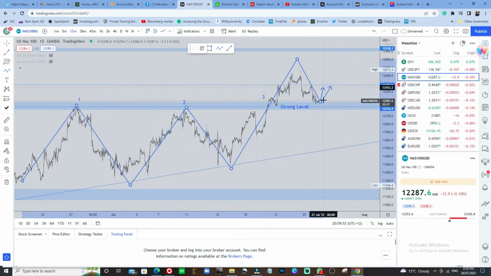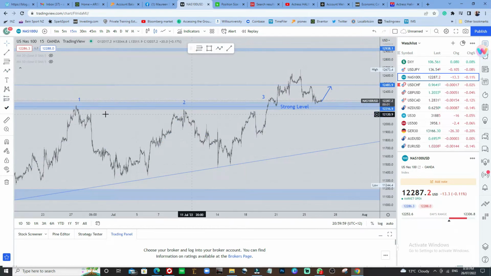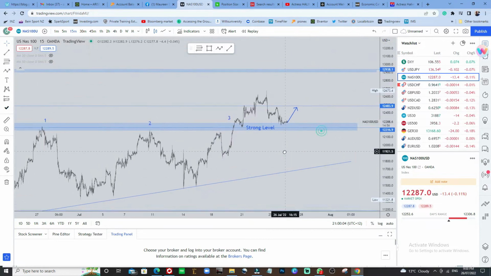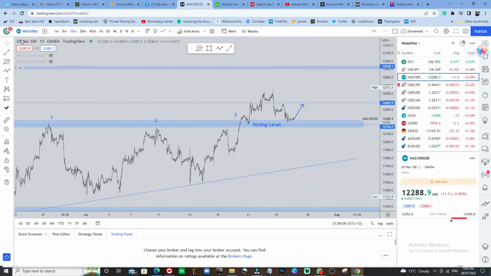Once I see clear candlesticks pushing to the upside, I'll take a buy in this direction. This is a strong level. Using the strong level, I'm using a break and retest strategy to observe this particular trade, NAS 100. I'll be back to it again and I'll see how it goes.